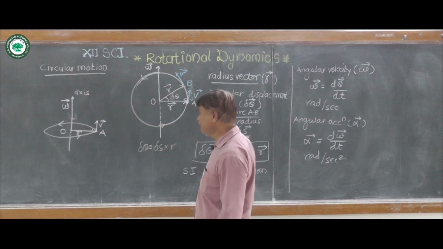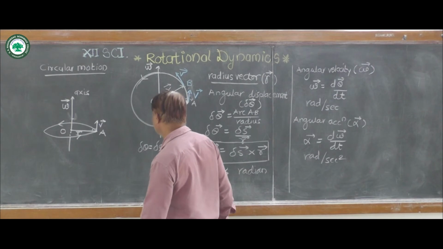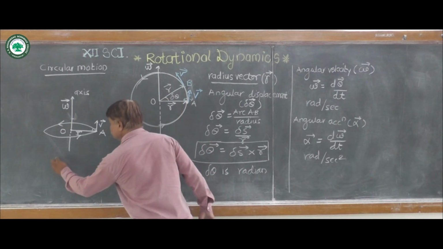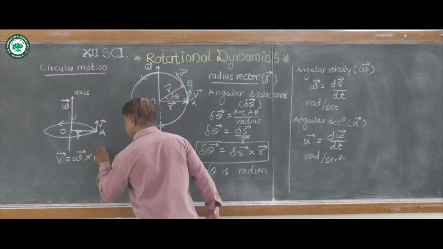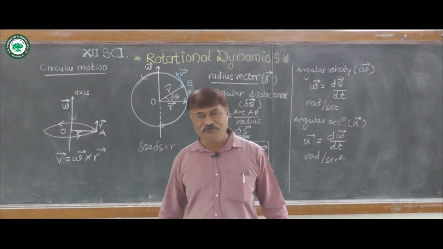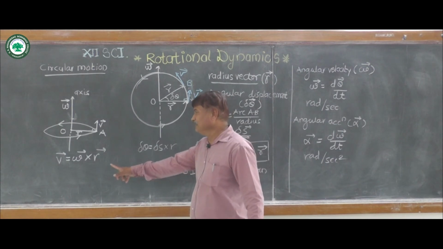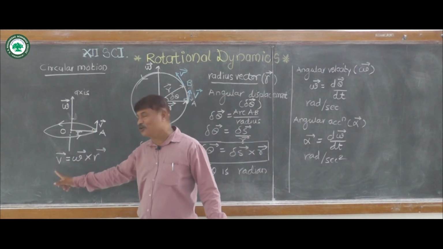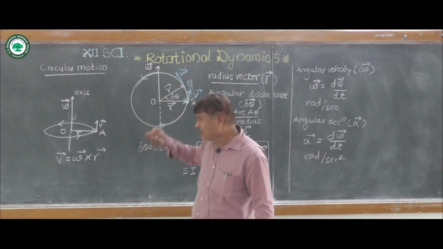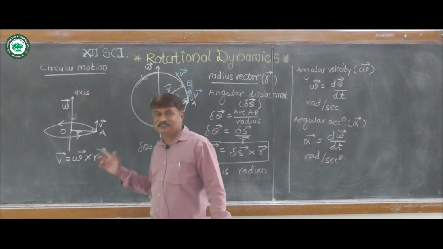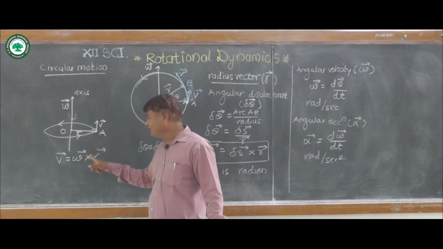And we know the relation between linear velocity and angular velocity. In vector form we write V bar is equal to omega bar cross R bar. In that case V bar is the tangential or linear velocity, omega bar is the angular velocity and R bar is the radius vector.